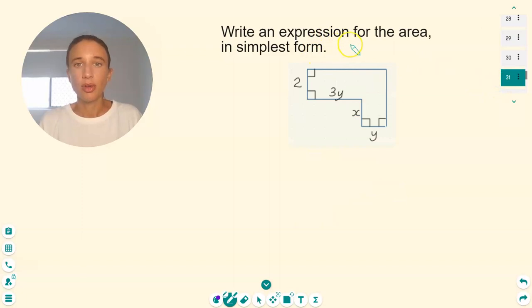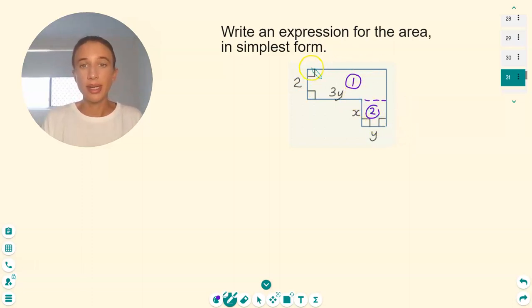Next one. Write an expression for the area in simplest form. I can see this shape is not a rectangle. It's a couple of rectangles, and we can break it up. You could also break it up using that length too, but I'm just going to use that one. I'm going to label one shape 1 and the other 2. And I notice that we have a couple of side lengths that aren't labeled, so we need to use reasoning to find those side lengths.